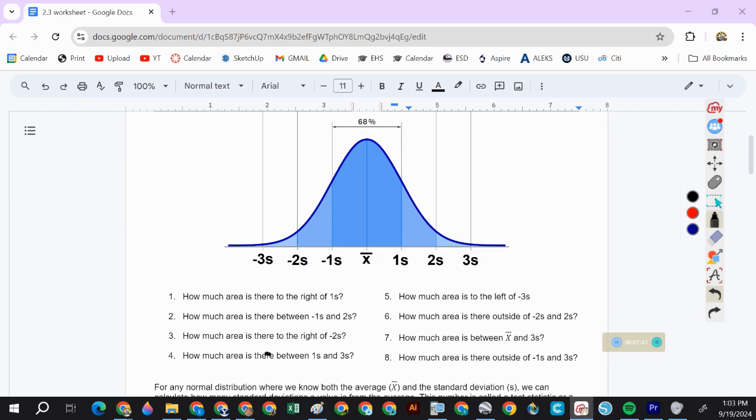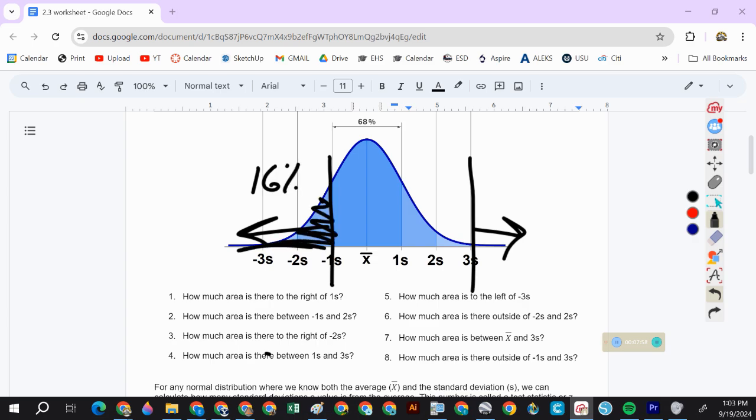All right, so outside of negative 1 and 3. Well, this is 16%, right? 100 minus 68 is 32. 32 cut in half is 16. And this is 0.15. That's 100 minus 99.7 cut in half, 0.15. So that area is 16.15. Okay, we got to handle that.